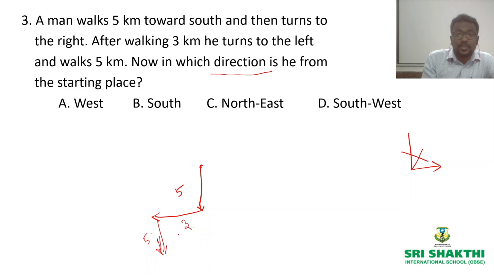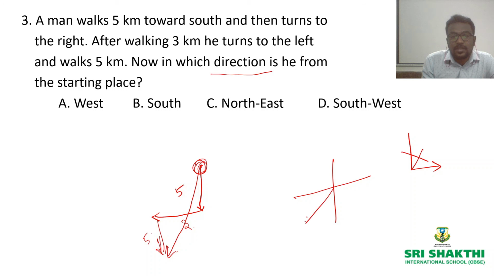Now, in which direction is he from the starting place? Which means you have to refer from the place where he started. And this direction is nothing but again a southwest direction. You're aware that this is south and this is west, and this is the line that connects the starting point to the point where he stopped. And the correct answer for this question is southwest, and it is given in option D. So option D will be the correct answer.